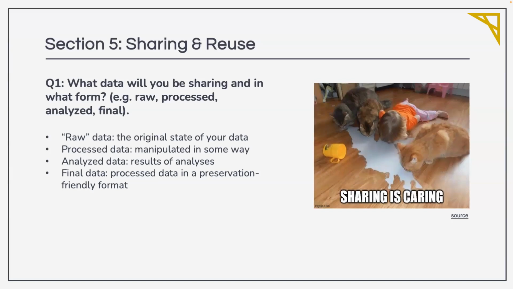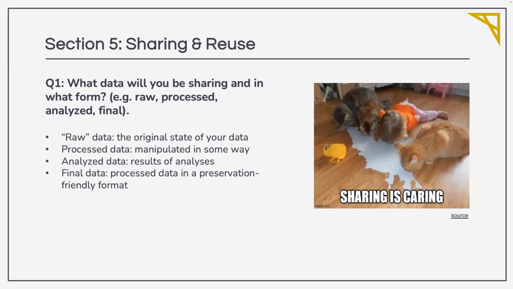Processed data is manipulated in some ways. As I mentioned, this can continuously be manipulated in a number of different ways. The analyzed data, this is the data that you're getting your results from, potentially data that you're using to visualize, data that you're using to derive the results that you're going to be writing about in whatever publication. Then your final data, processed data in a preservation-friendly format.